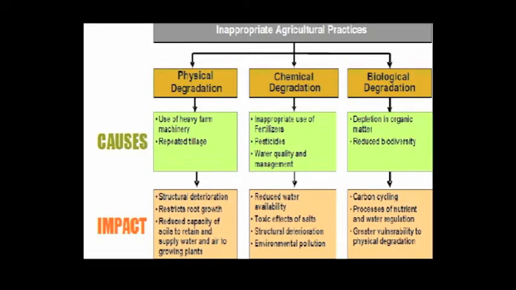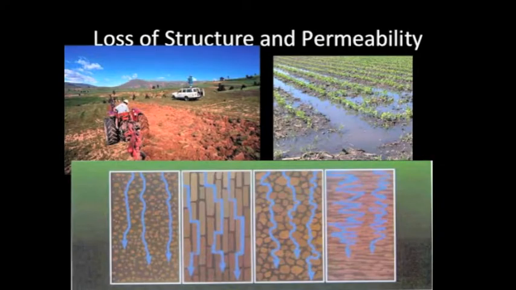Physical degradation is caused when agricultural practices impact the physical property of the soil, usually seen by heavy machinery and tillage. The soil begins to lose structure and the permeability changes, thus affecting plants and animals.